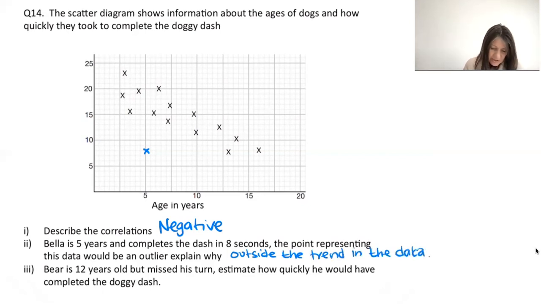Bear is 12 years old, but missed his turn. So estimate how quickly he would have completed the doggy dash. So this is where you're using the trend in the data. You're seeing what's been happening with the other dogs to try and get an idea of what would happen for Bear. So you have to use the graph, drawing on that line of best fit. Remember, that is a mark before you do anything else. And that line of best fit needs to fit. So it's like a magnet, remember? And we get as many of those crosses kind of stuck into that line as possible.